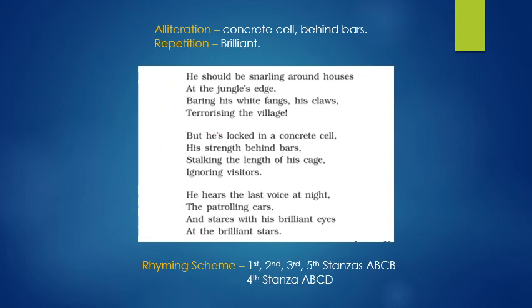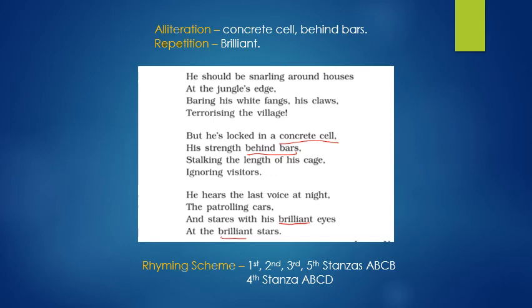And here also alliteration is used. Example, concrete cell, where the first letter of each word, C and C, comes adjacently, and then behind bars. These two are the alliterations. Next one is repetition. Here brilliant eyes and brilliant stars. This word brilliant is used twice repeatedly, so it is repetition.